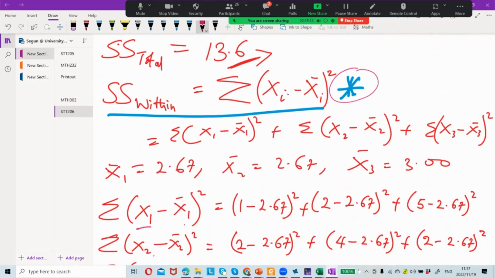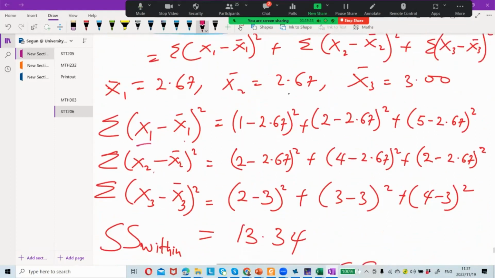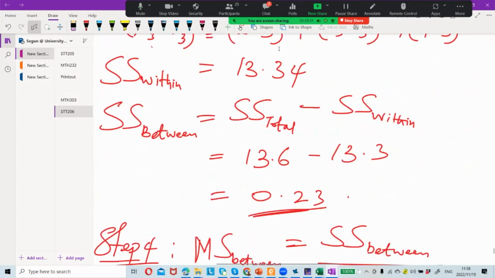Group 2 minus the average of group 2, square it. Group 3 minus the average of group 3, square it. So you have 13.4. Then the formula for us to get the between is total minus within. And I know total is 13.6. And this one will give me 13.34. I don't need 13.34. I need 13.3.